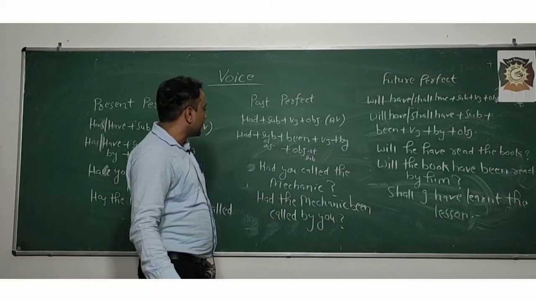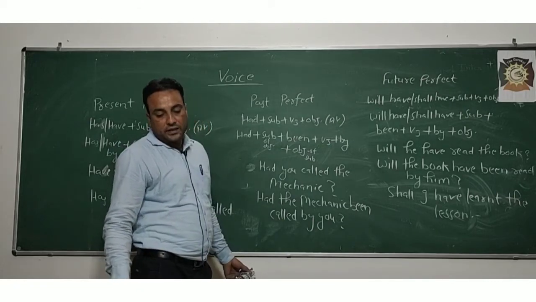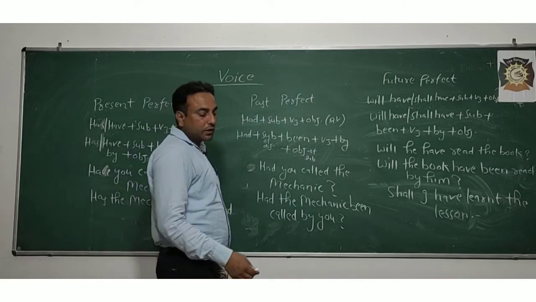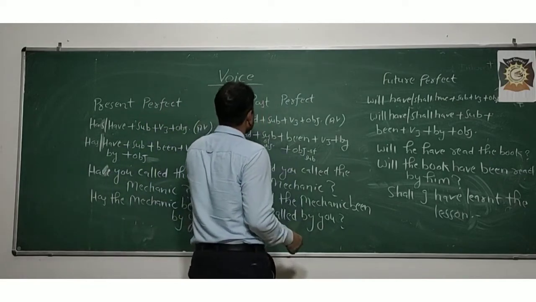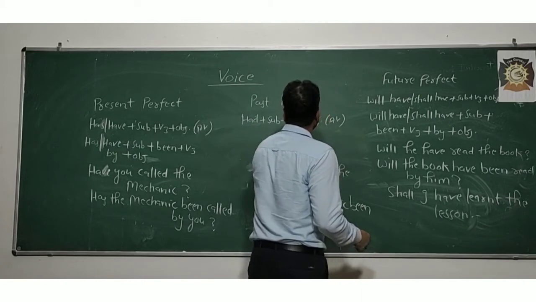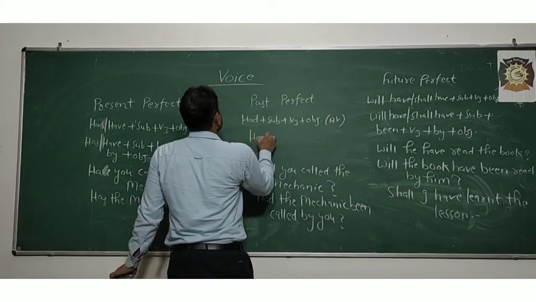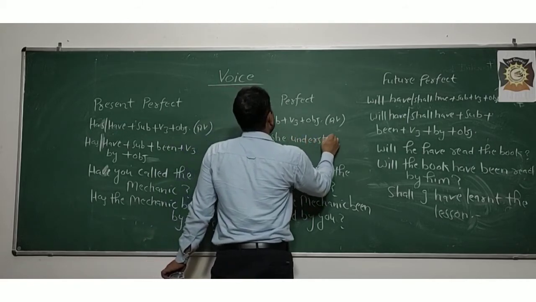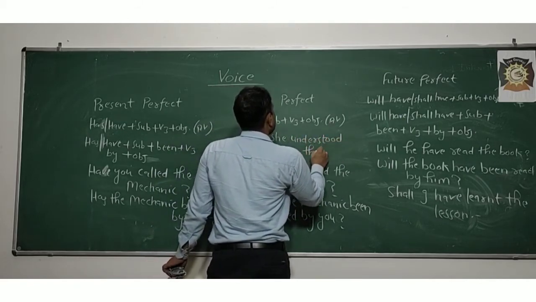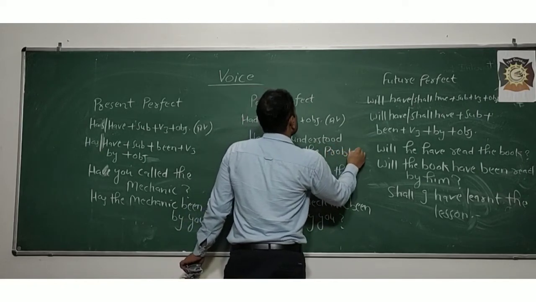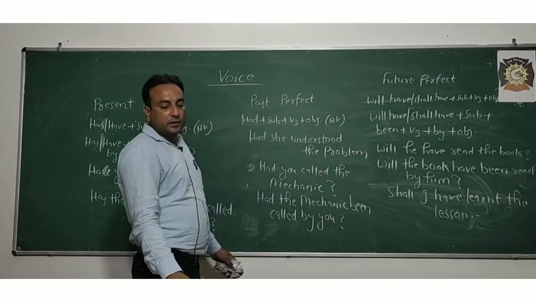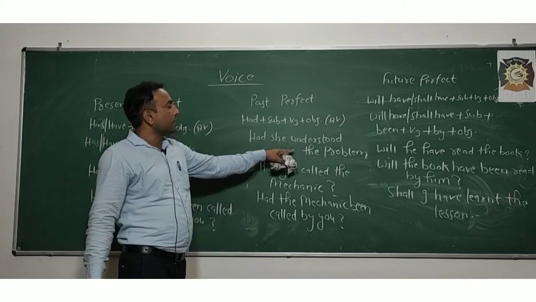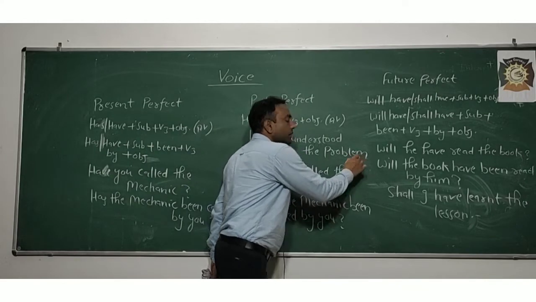And the next sentence is in past perfect tense. In past perfect tense, if I write here, had she understood the problem? Had she understood the problem? This is for you to change. You have to change. And had she understood the problem, and at the end there is a question mark.